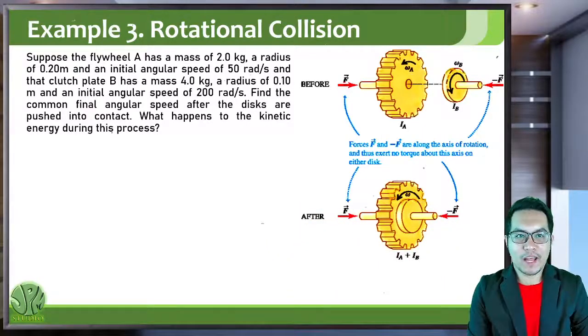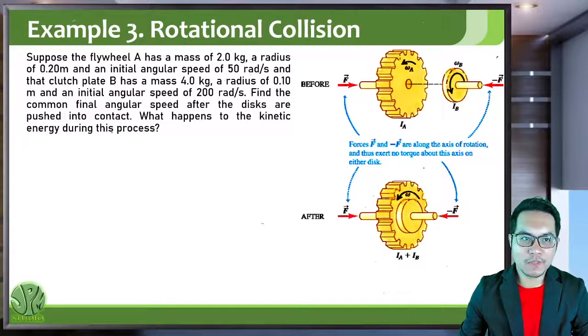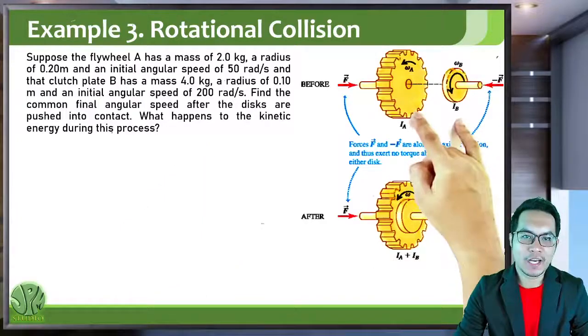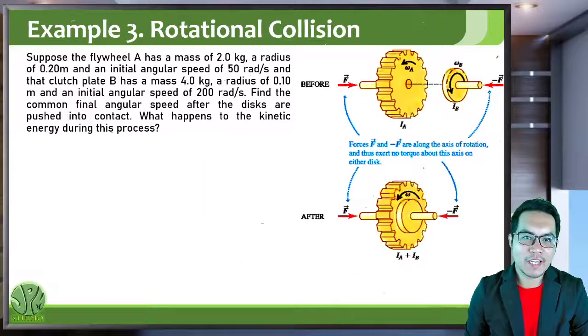Suppose flywheel A has a mass of 2 kilograms, radius 0.2 meters, an initial angular speed of 50 radians per second, and clutch plate B has a mass of 4 kilograms. So we are given their masses, their radii, and their initial angular velocities. What happens? Find the final angular speed after the disks are pushed into contact.